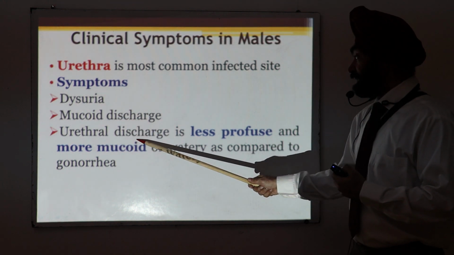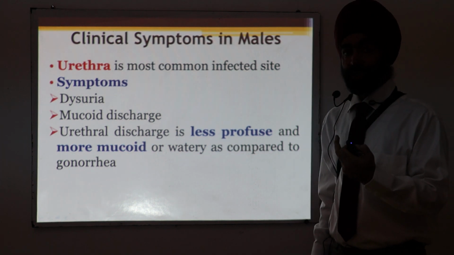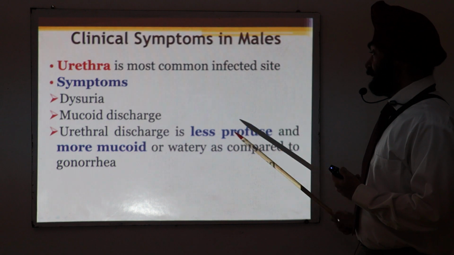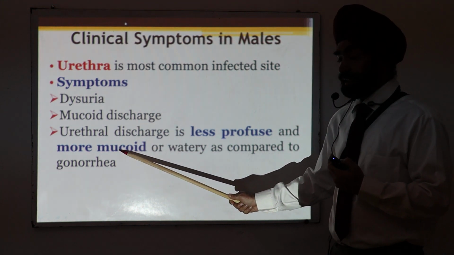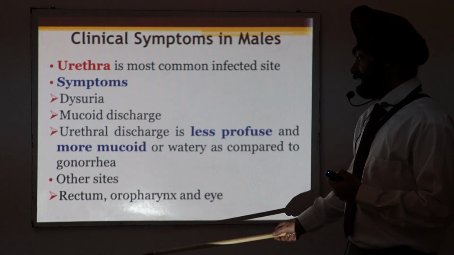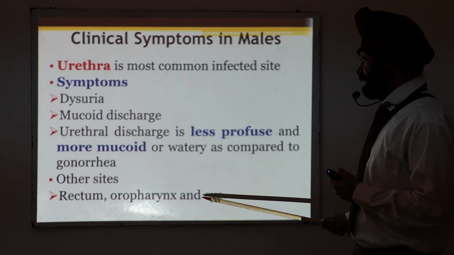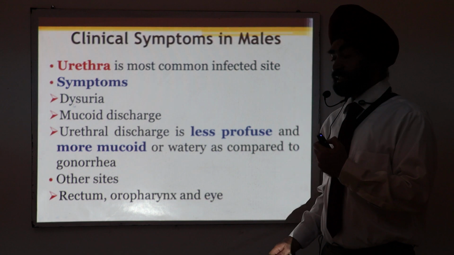So urethral discharge is less profuse. Less profuse means less volume, less in quantity. Less profuse and more mucoid, more watery, less pus as compared to gonorrhea. Other sites can be affected like the rectum, oropharynx and so on. So you can see there is a lot of similarity between the symptoms, but there is a difference also.